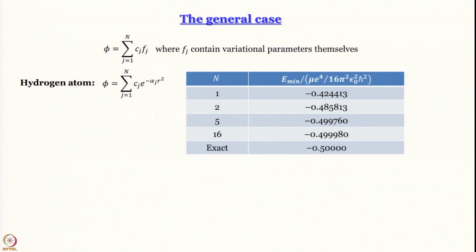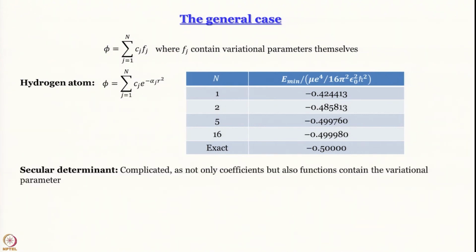And now the exact calculation, let me remind you, in terms of what we have given here, mu e to the power 4 by 16 pi square epsilon 0 square h square, the exact calculation that we got earlier is minus 0.5. So, now when you increase the number of terms to 16, you get very close to the exact solution. Okay. So, what we learned from here is that in the general case, if you increase the number of terms, you get closer to the energy, and that is by using the power of the variation theorem, the upper limit theorem.